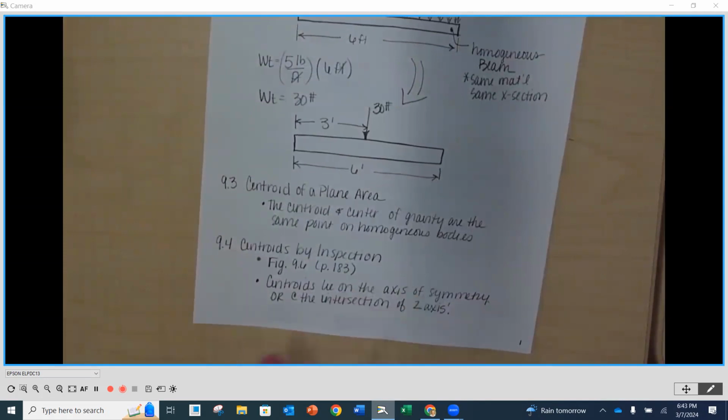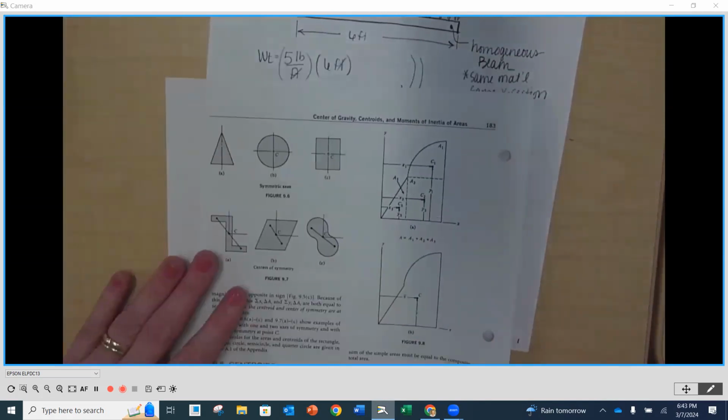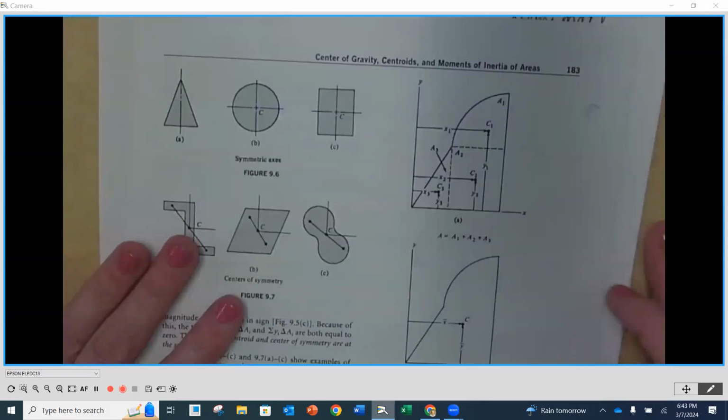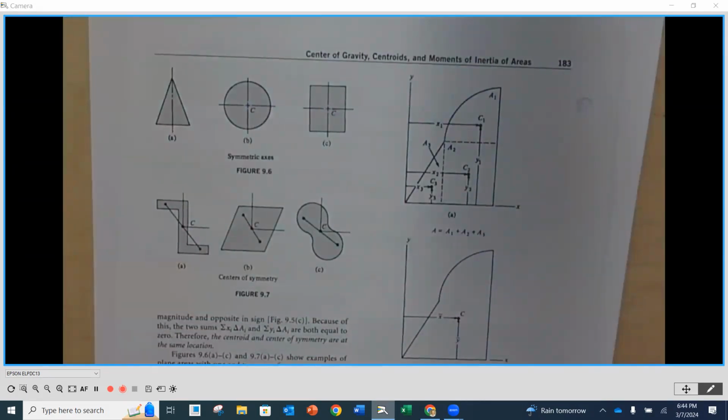And we can also find centroids by inspection. If we look at figure 9.6 on page 83 in this handout, centroids by inspection are when we see a symmetrical part, meaning there is an axis for which we have a mirror image on either side.